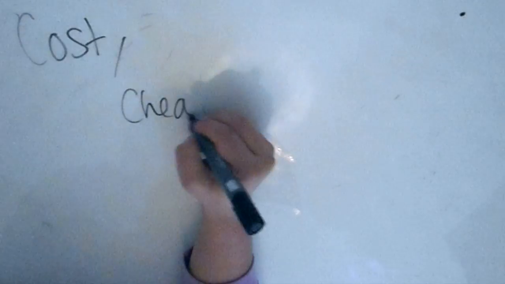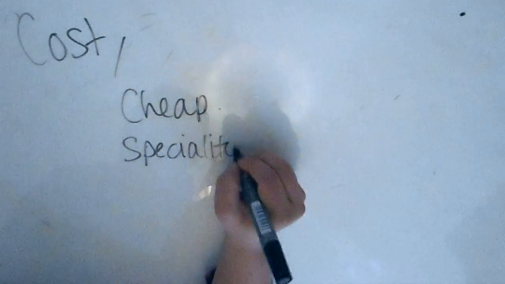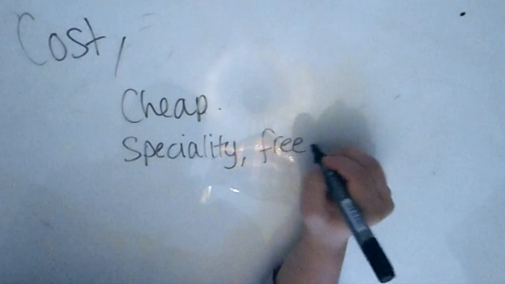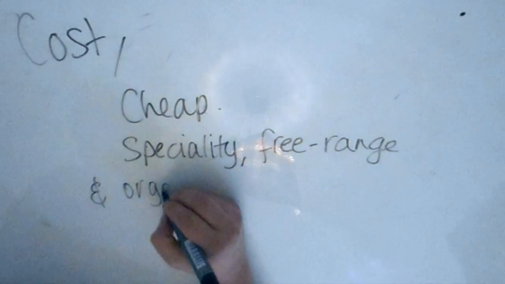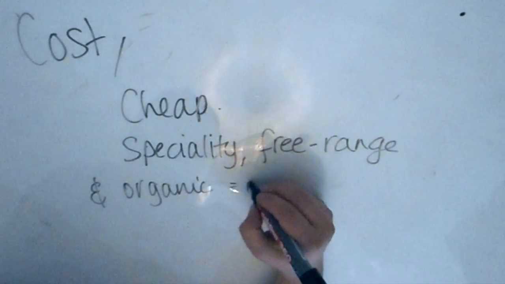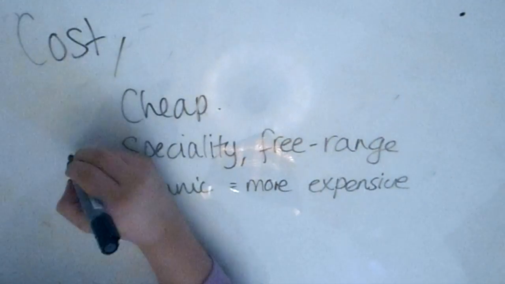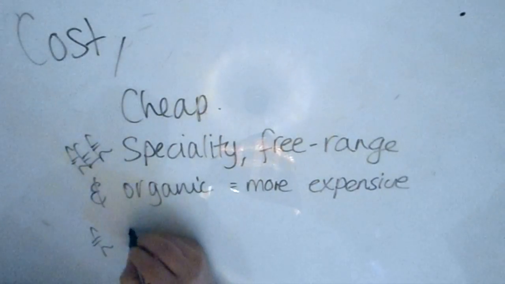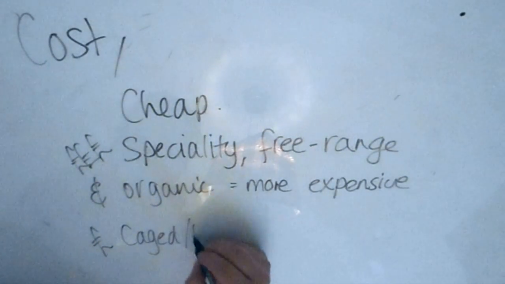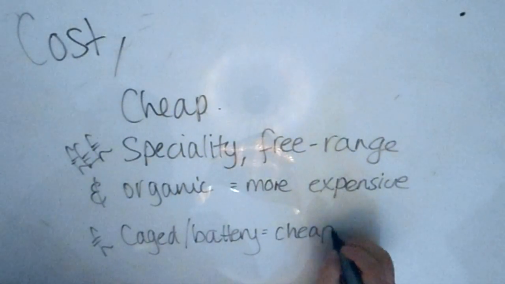So the next thing that we're going to cover is the cost of eggs. Now, eggs are a relatively cheap commodity, so to buy eggs they're not that expensive. However, if you're buying speciality eggs, so from a different kind of bird, if you're buying free range or organic, these are going to be more expensive. If you're buying caged or battery eggs, these are going to be your cheapest option because it doesn't cost very much for farmers to produce eggs using chickens which are kept in those conditions.